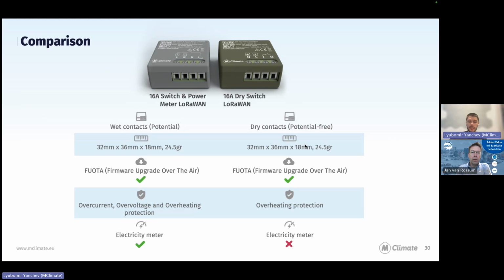Both devices have overheating protection. But the key difference is that the 16 ASPM, or the 16 amps switch and power meter, has a power meter inside, and it's a live switch. And then the 16 amps dry switch is what it says. It's a dry switch, potential free. You can switch whatever you want, but it also doesn't have an electricity meter.